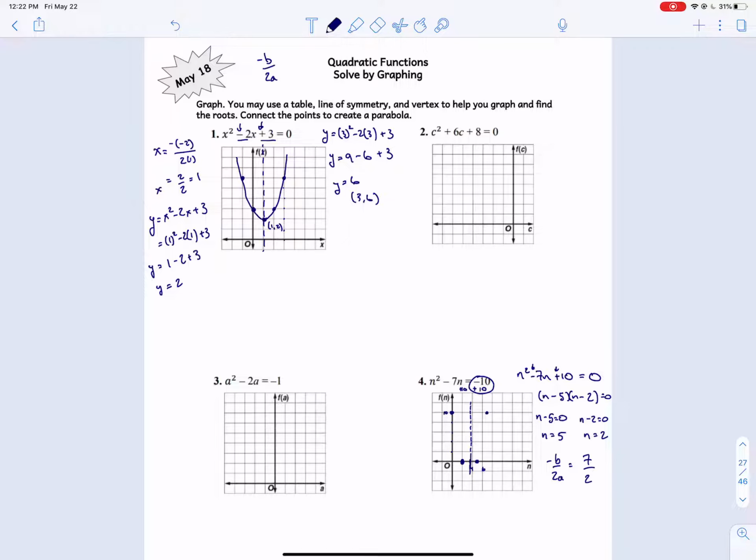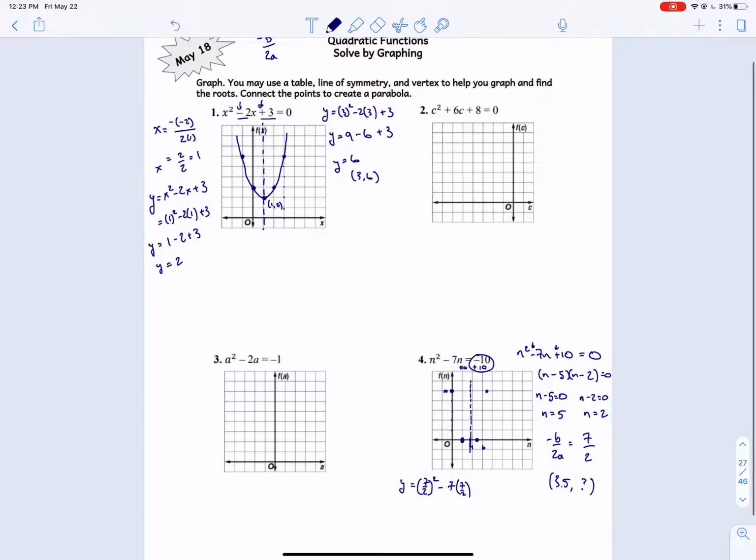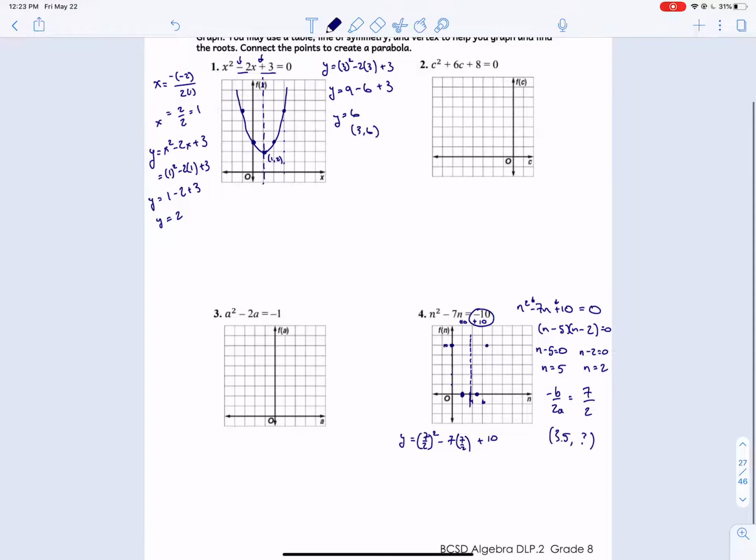All right, so we have 4, and now we just need the other half of our vertex. So it's going to be 3.5 comma something. So we need to substitute that 7 over 2 into the original equation to get our y value. Okay, so we have 7 over 2 squared minus 7 times 7 over 2. Not much room. Plus 10.